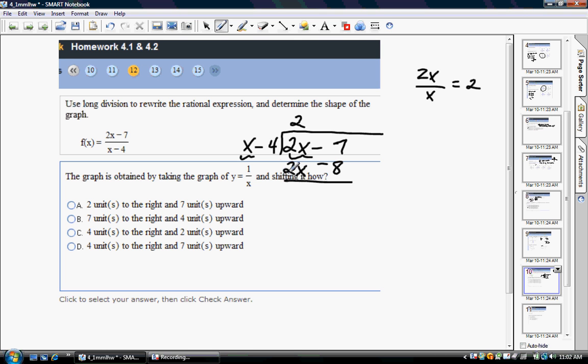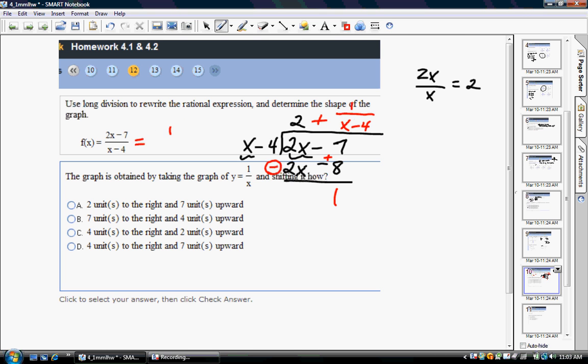And then we have to subtract, right? But when we subtract, it's going to change the signs. So we're really saying 2x minus 2x is 0. Negative 7 minus a negative 8 really makes that a plus 8. So that would become a 1. Well, then x doesn't go into 1, and so the way we write this is we say it's a remainder of 1, which is really 1 over x minus 4.